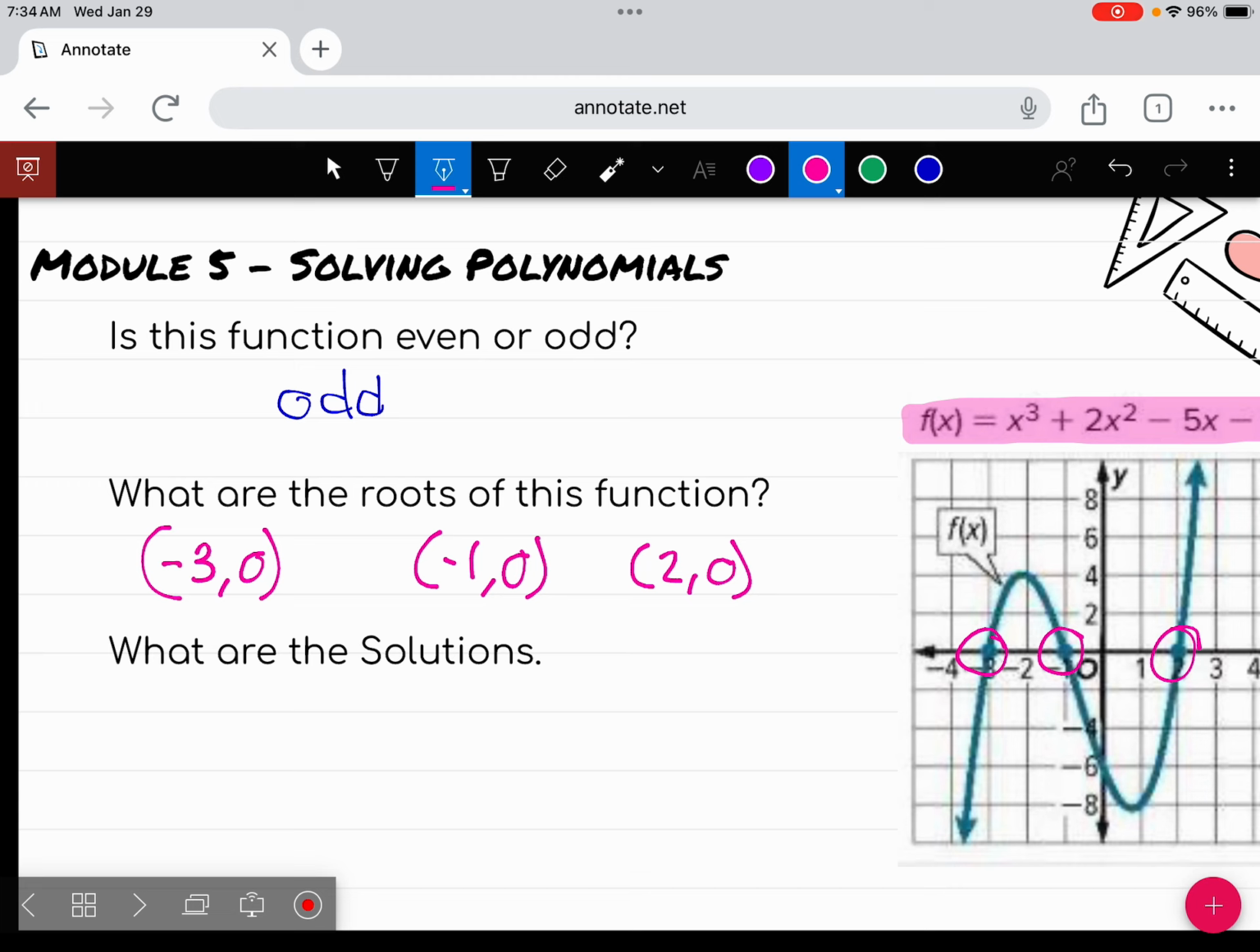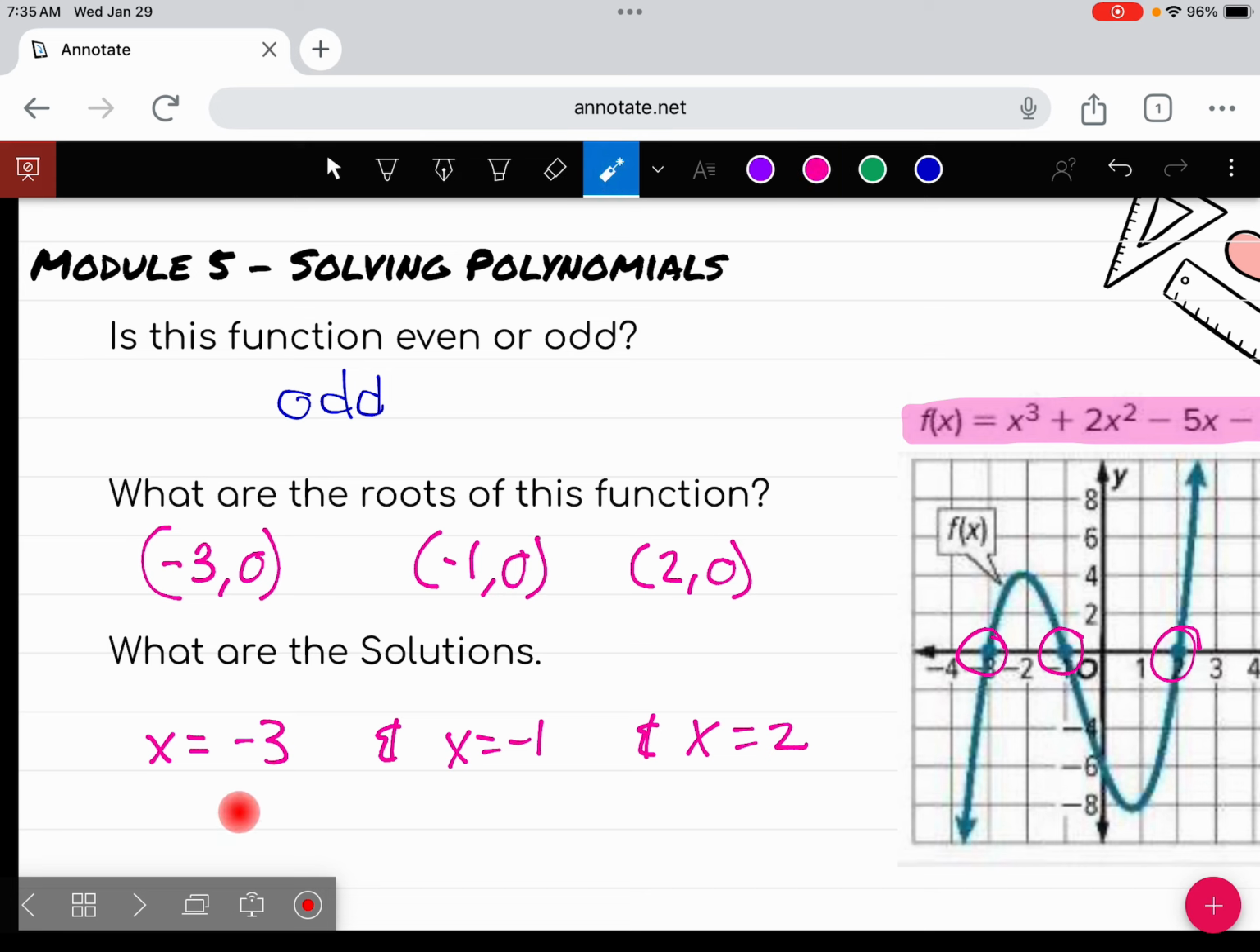So what are our solutions? They're the same. We just tend to write those as x equals -3 and x equals -1 and x equals 2. If you write this for roots, I would 100% take that as well. They're the same things: roots, solutions, zeros, x-intercepts.